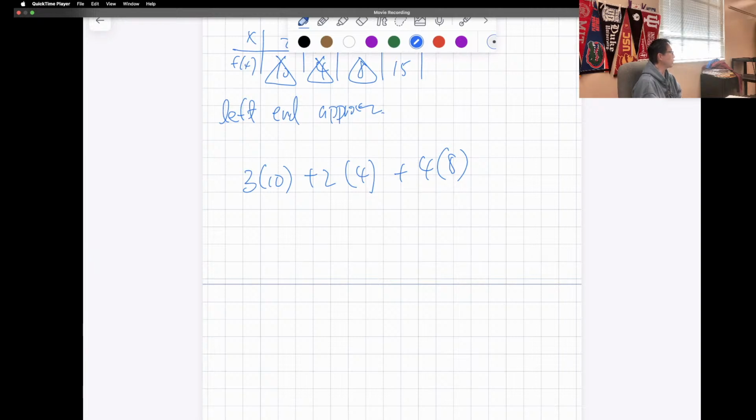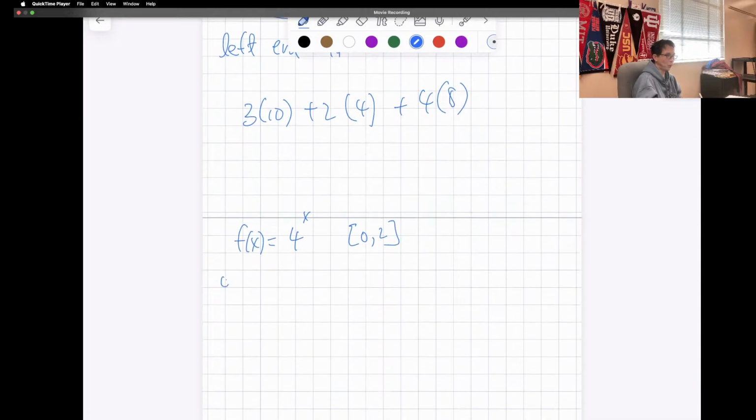Can I give you one in terms of functions? Okay, so let me try this. f of x equal to 4 to the x, from 0 to 2. I want 4 intervals, 4 equal intervals, and the right-hand approximation. 4 to the x, 0 to 2.